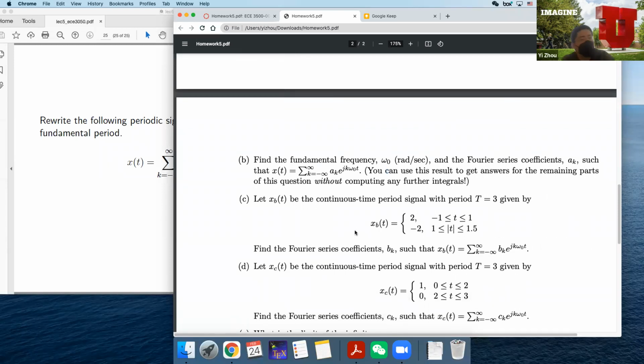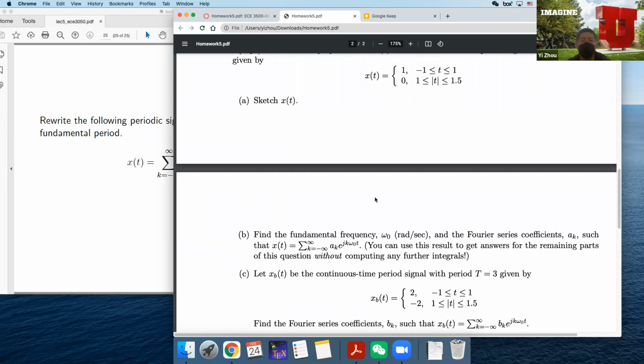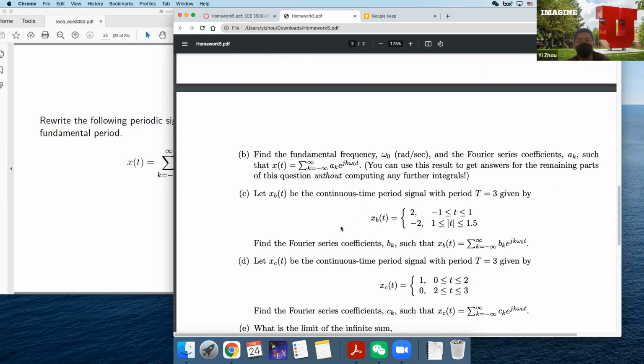Okay, the key is to build a connection between x(t), this signal, and this signal. Maybe through some simple transformations, scaling, time shifting, time scaling, you can establish a relation between x(t) and xb(t). Once you know the spectrum of x(t) from part B, you can leverage some properties of Fourier series to directly obtain the spectrum of part C. So that is the key idea.